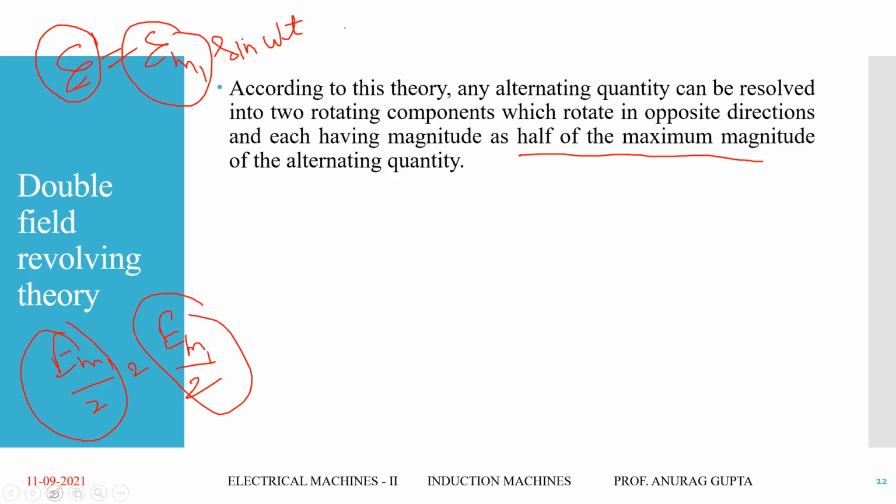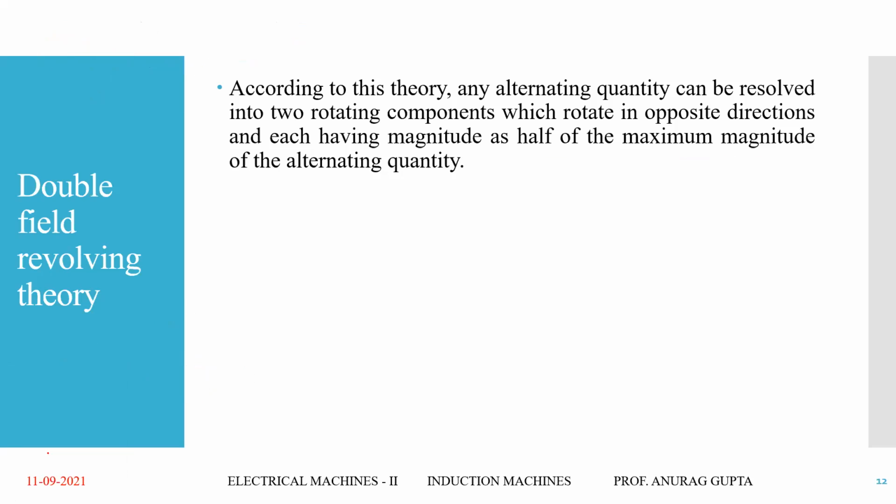Clear? So what they are saying here is that according to this theory, any alternating quantity can be resolved into two rotating components. Rotating means it must be rotating in clockwise or anti-clockwise direction, which rotate in opposite directions always. Suppose this is your Em, for example. So we can say half, Em by 2, will be here, and half, Em by 2, will be here. This is called the double revolving field theory, and this is your Em.